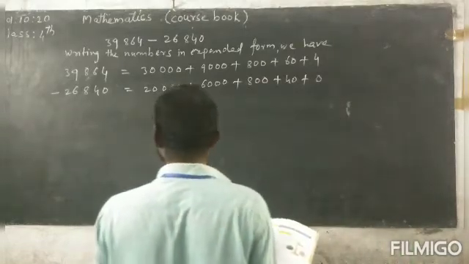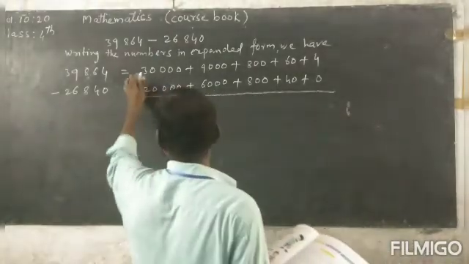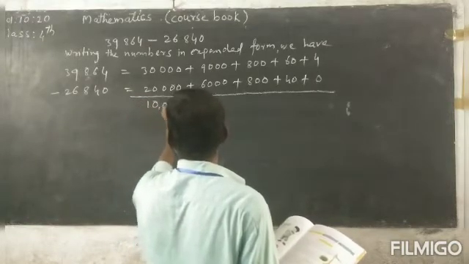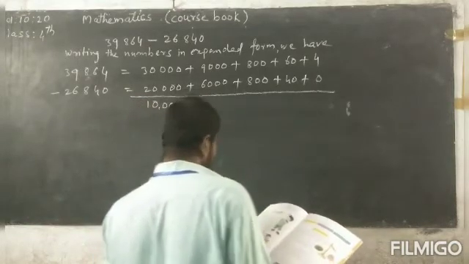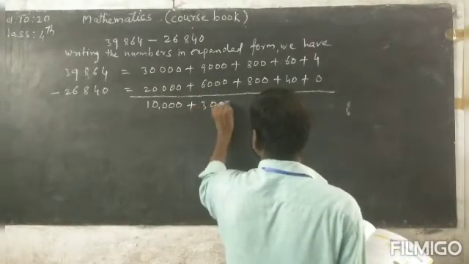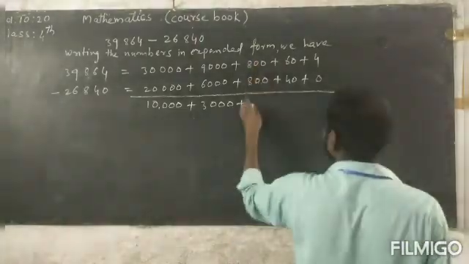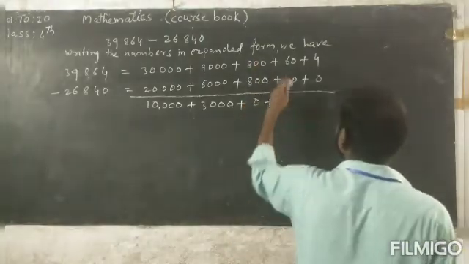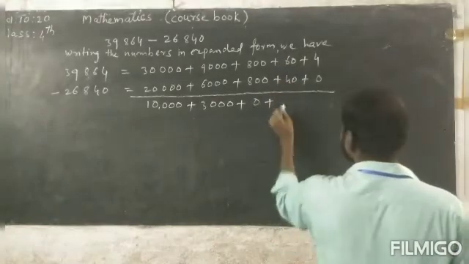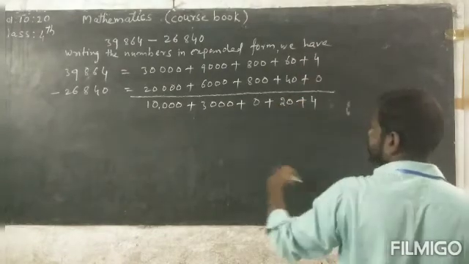See here, subtract means minus, beta. 30,000 minus 20,000, what do we get, beta? 10,000. Plus 9,000 minus 6,000, 3,000. Plus 800 minus 800, 0. 60 minus 40, what do we get, beta? 20. Here 4 minus 0, 4.